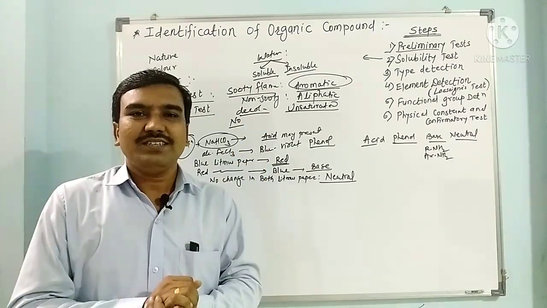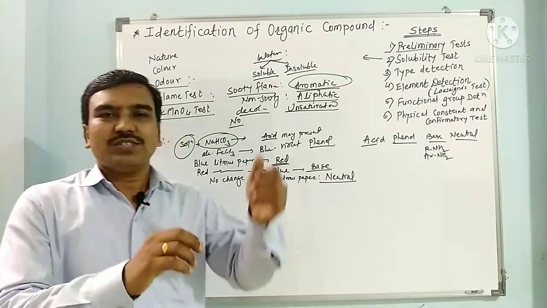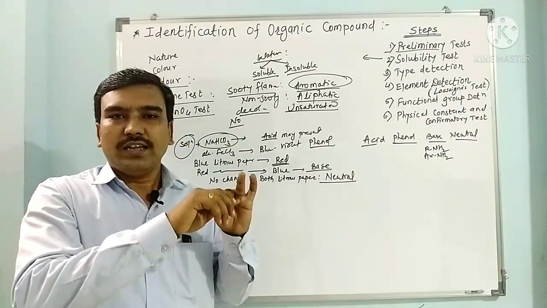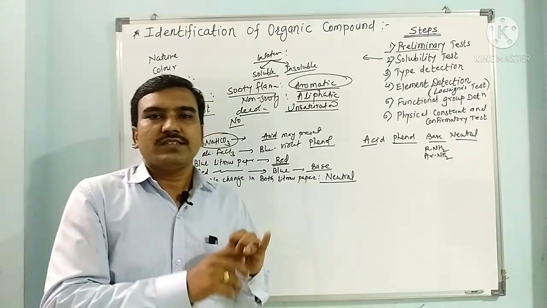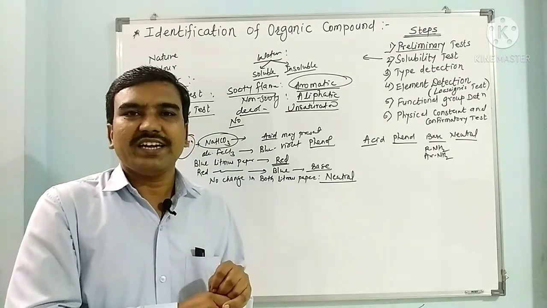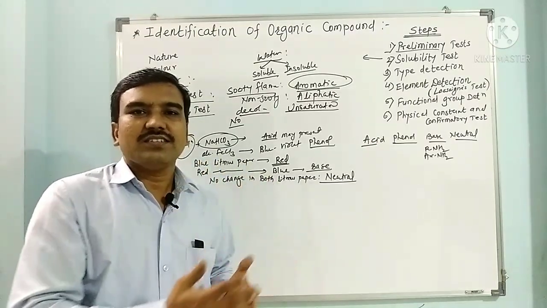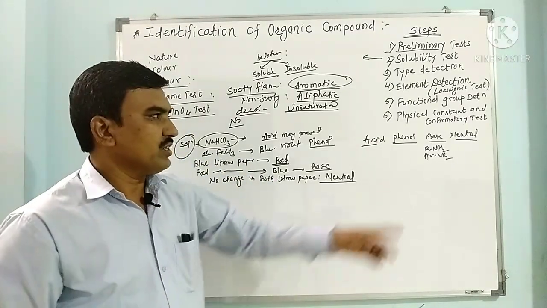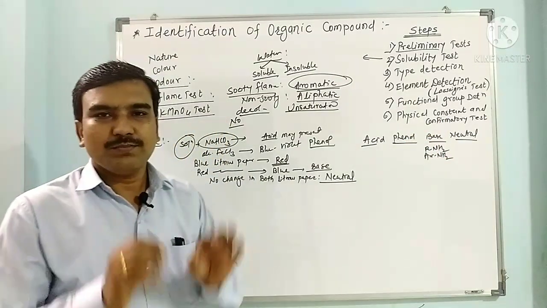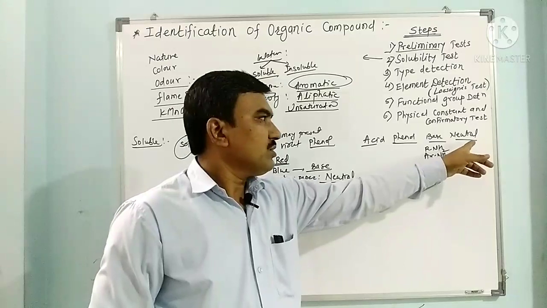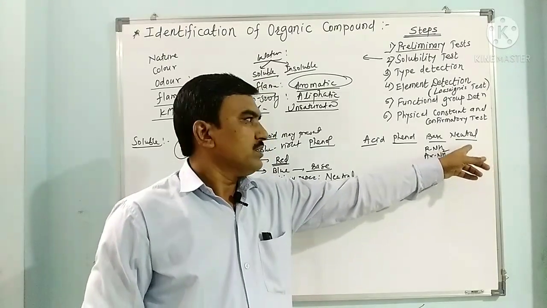So in the neutral category, which compounds are included? It includes esters, alcohols, haloalkanes, then the carbonyl compounds such as aldehydes, ketones, amides. These are the compounds which are included in the neutral category, meaning the compounds which do not belong to acid, phenol or base.